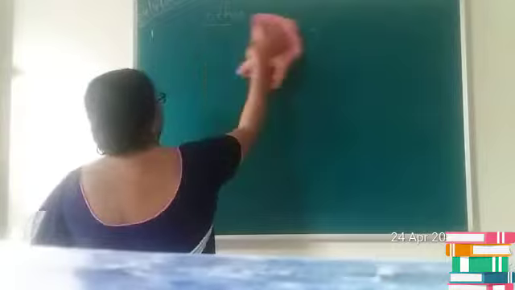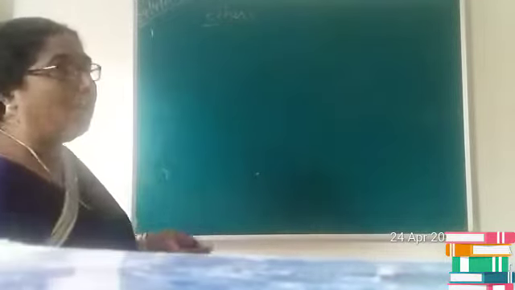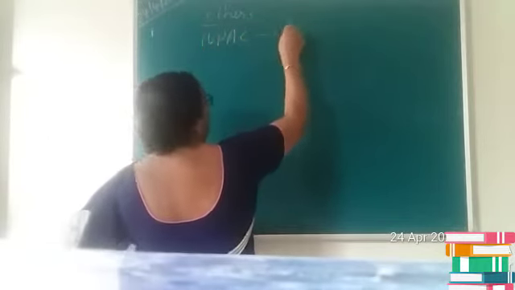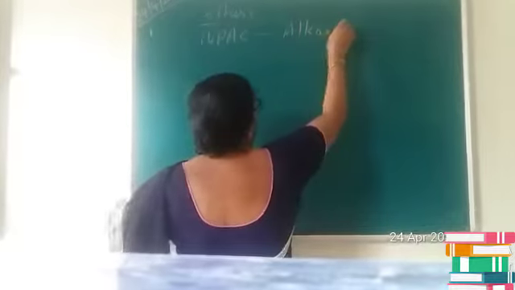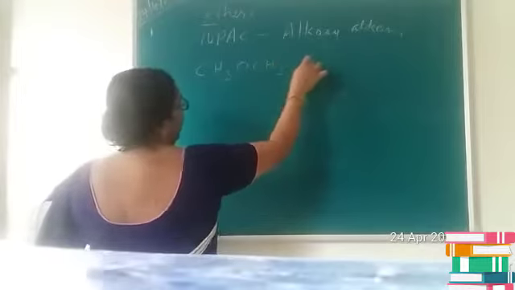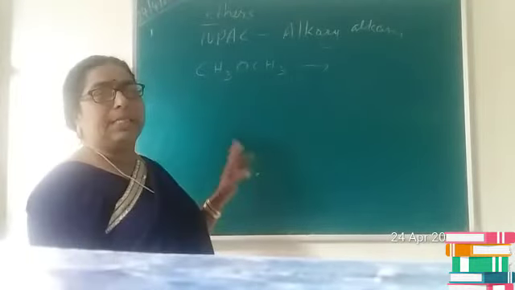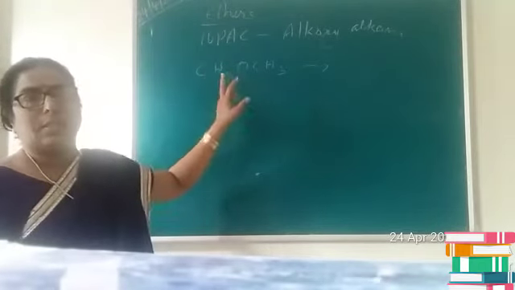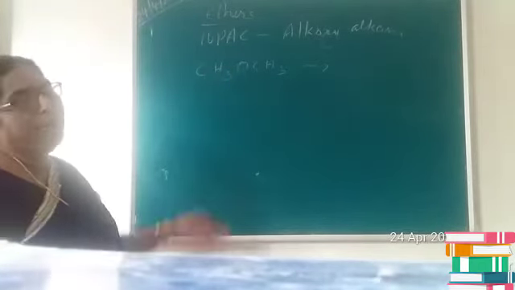According to the IUPAC system, we can call ethers as alkoxy-alkane. For example, if you consider CH3OCH3, in this case, since both the alkyl groups are the same, it is very simple. The ethereal oxygen should be a part of the smaller alkyl group and the other alkyl group will be termed as alkane.